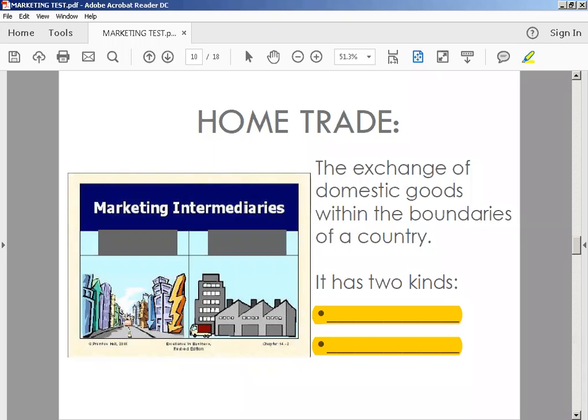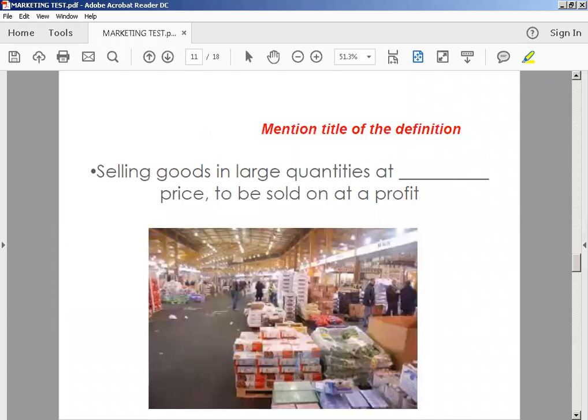I proceed. Mention the title of the definition. Selling goods in large quantities at dash. In this, you have two fill in the blanks.